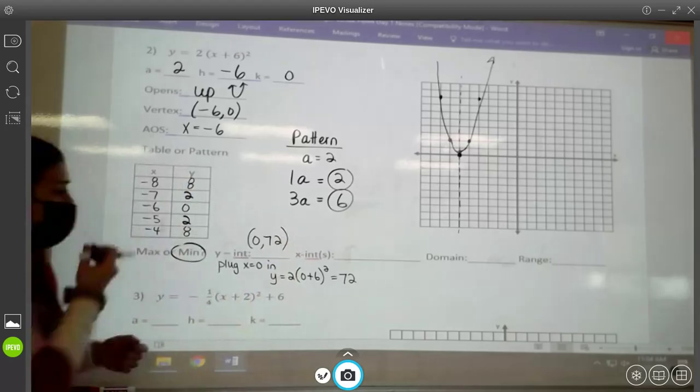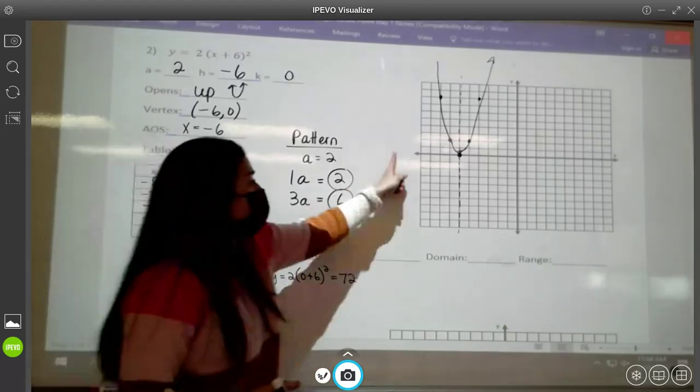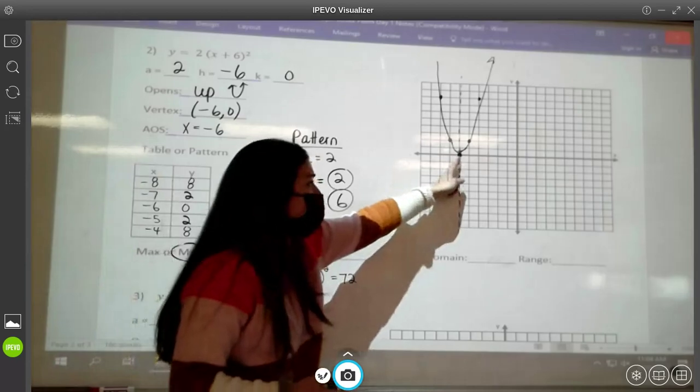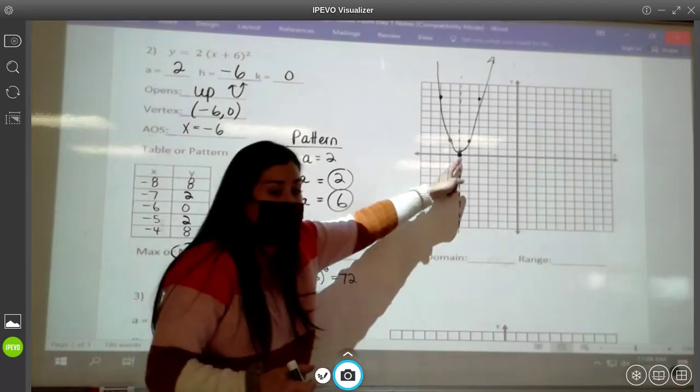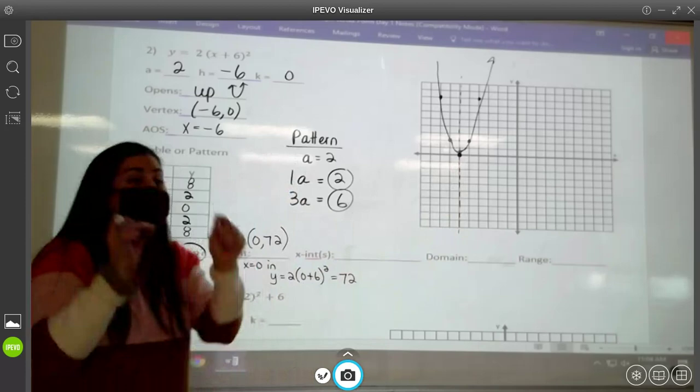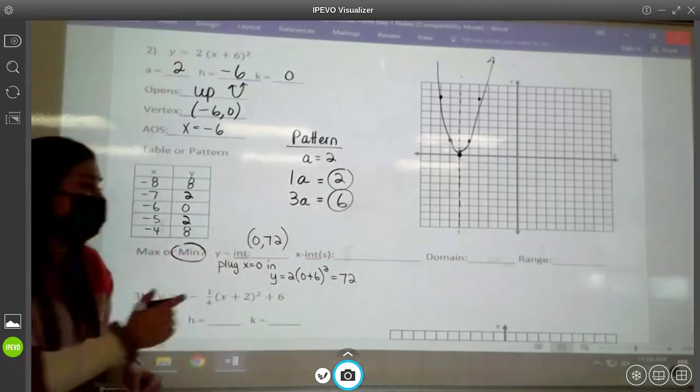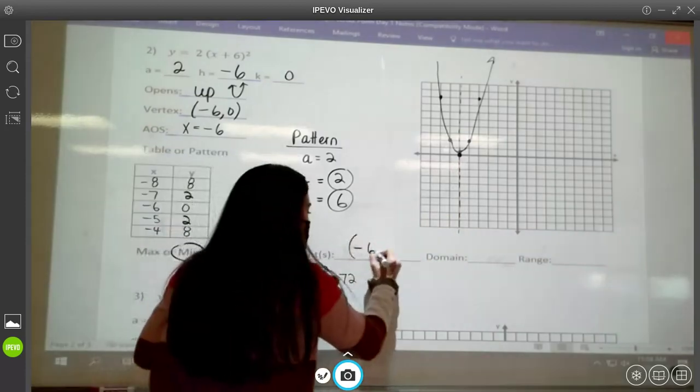All right, the x-intercepts, the roots, right? Guys, there's only one. It only crosses or touches the x-axis one time, and it's right there at our vertex. So the vertex is your root. It is your x-intercept. There's just one of them.